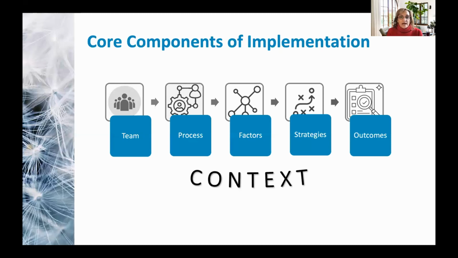So I took a stab at distilling and synthesizing the field of implementation into these 5 core components, as you can see them listed here: implementation team, process, factors, strategies, and outcomes.